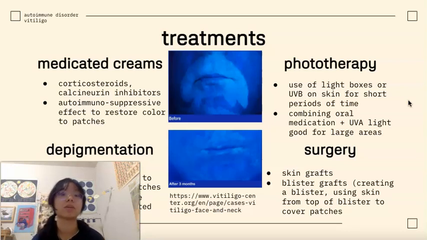If you look in the middle, this is a patient who was treated at the vitiligo center, before and after treatment. This is about a 3 months difference, and you can see the white patches are really going away. So this would be an example of repigmentation, where the physician is trying to restore color in the vitiligo patches.